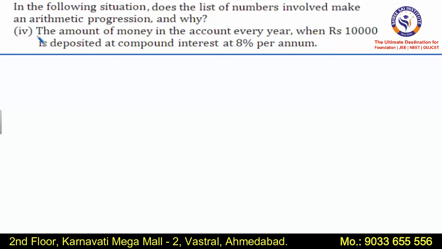In this question, under the following condition, we have to check whether the list of numbers involved make an arithmetic progression and why. Let's begin with the solution. The condition is the amount of money in the account every year when rupees 10,000 is deposited at compound interest at 8% per annum.